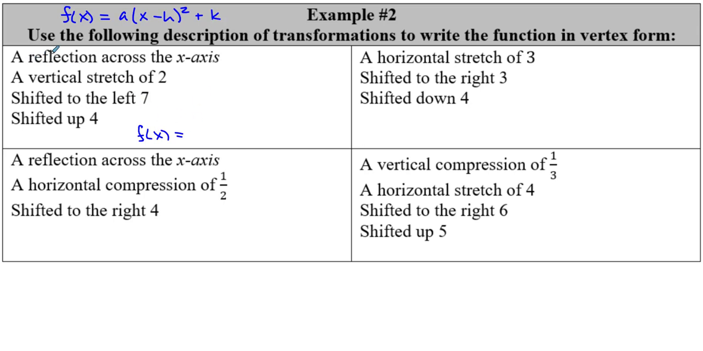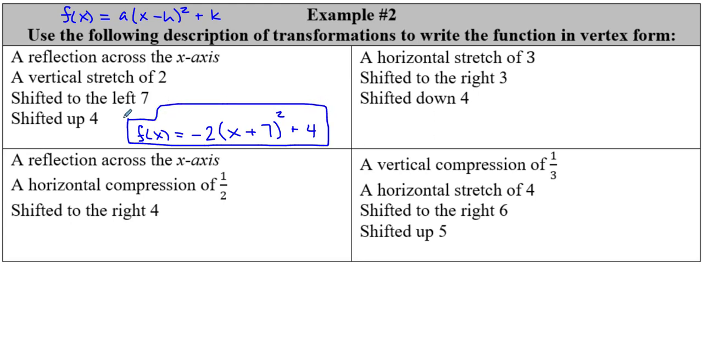Okay, so if this is telling me we have a reflection across the x-axis, we know that we're going to have that negative sign out front. We have a vertical stretch of 2. Okay, so that means I'm going to have that a value of 2 on the outside. I'm going to have my parentheses. If I am shifting to the left 7 units, left or right, remember I got to do the opposite. So left is going to be a positive 7. Okay, and then we are shifting up 4 units, so plus 4. And that is it, my friends. That's how we do those.